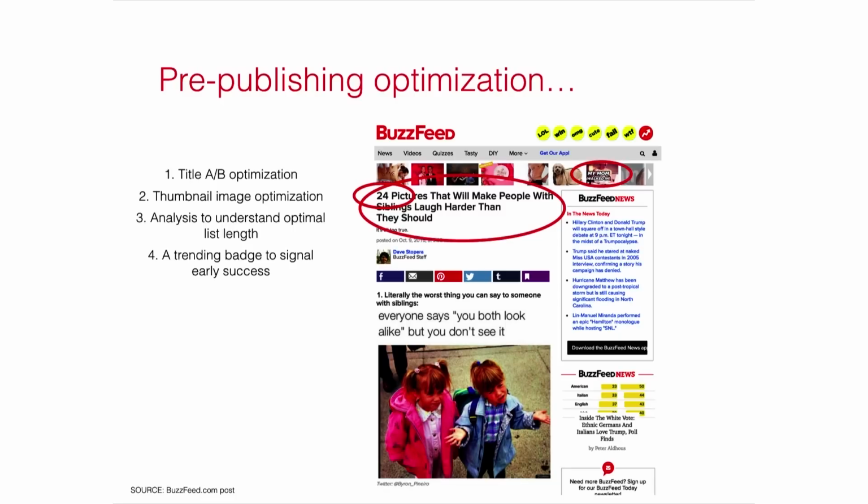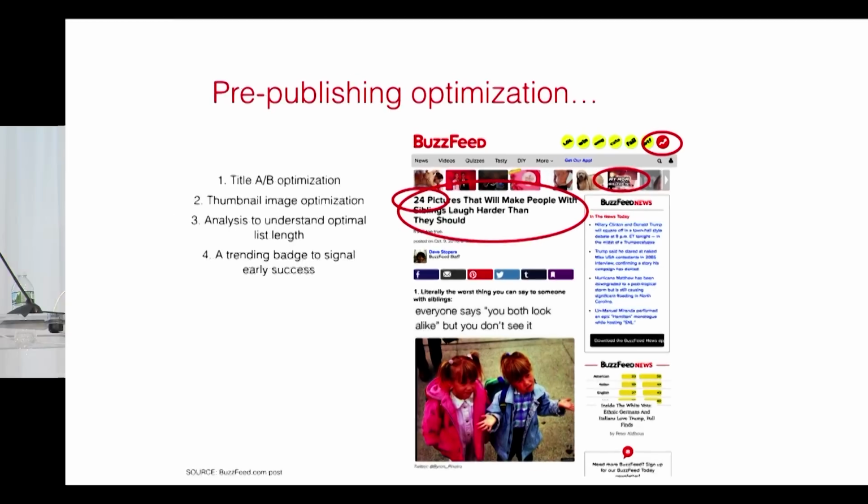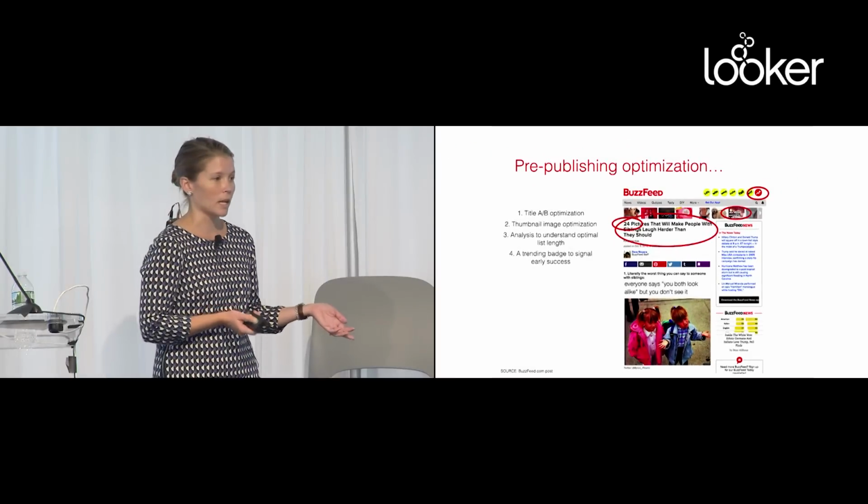And then beyond that, there are signals to help people understand when their content's exceeding. So we have a trending badge on the site, which means that your content is getting a certain amount of views within a certain time frame. It's an early signal for writers to understand that their content is performing well.